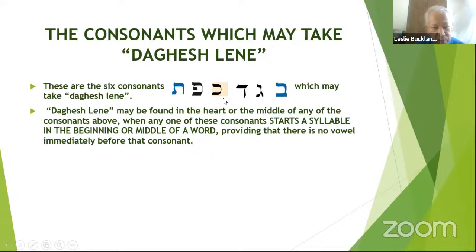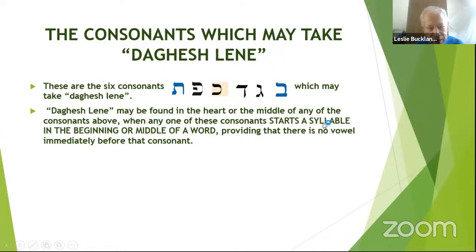But it does so under these conditions. Condition number 1, if any of these consonants starts a syllable, that is, a word is begun by Vaith, or a word is begun by Rimmel or Thaleth or Kaf or Fe or Thou, then you can put the Dagesh Lenny if it starts a syllable at the beginning of a word. And if it starts a syllable in the middle of a word, the same applies. You can put the Dagesh Lenny there.